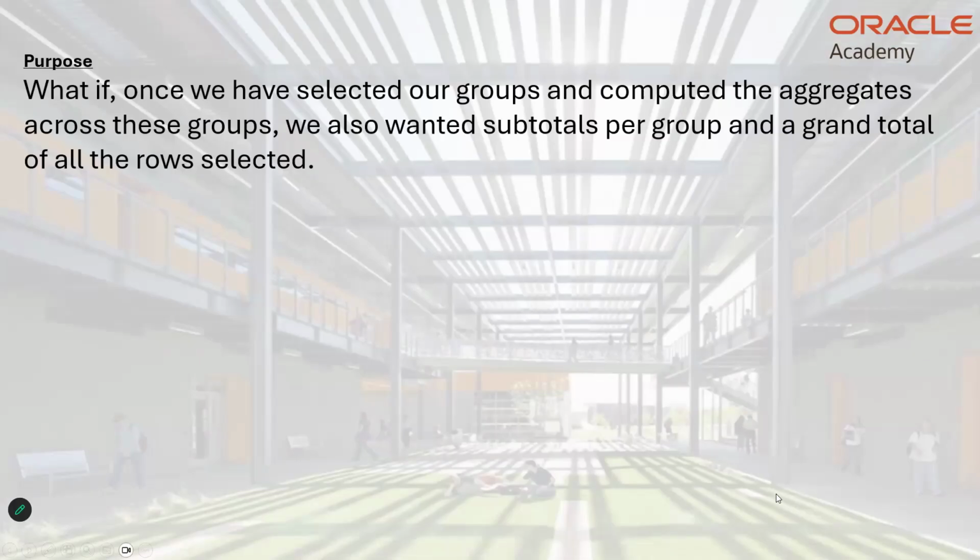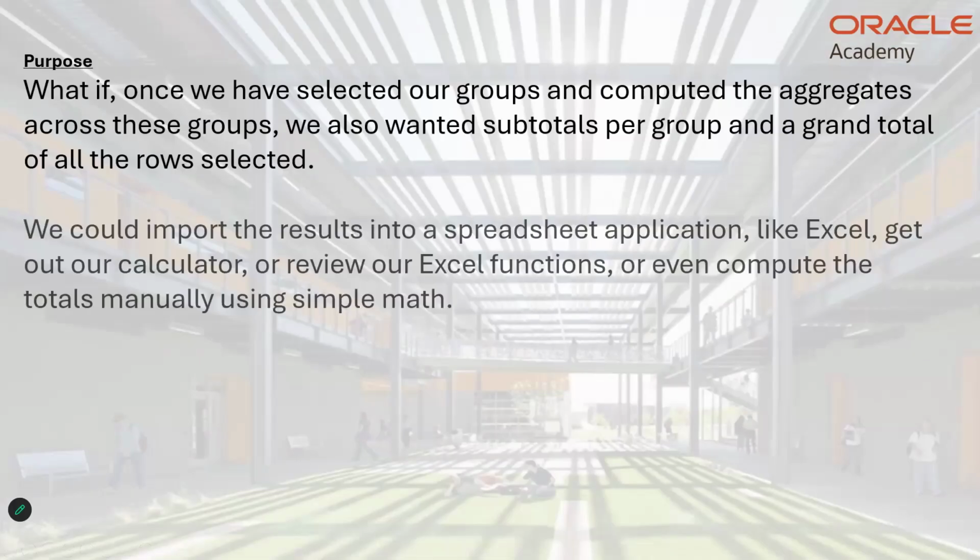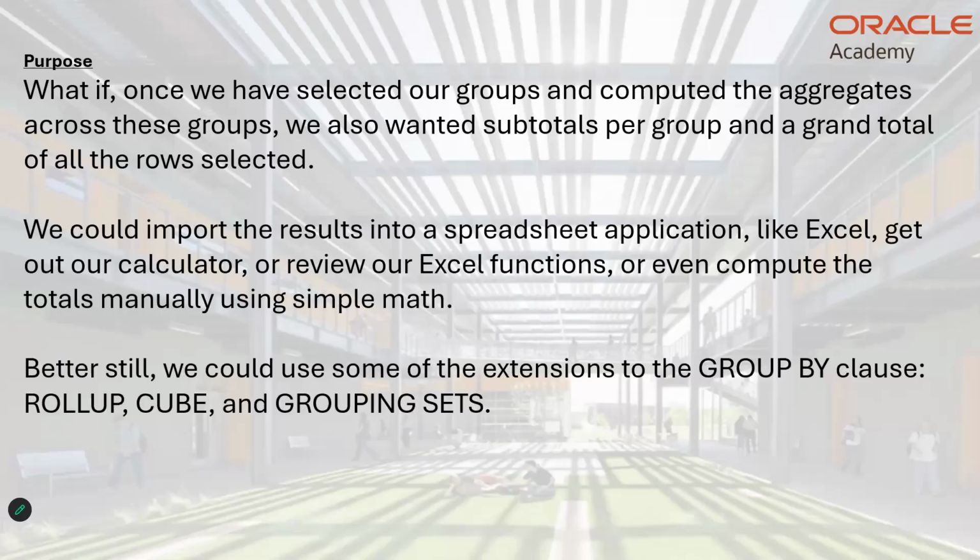So once we have selected our groups and computed aggregates, we also want subtotals per group and grand totals of all rows selected. Some crazy finance person may say, yes, we need this. So as opposed to using a spreadsheet application like Excel, we can actually use SQL to produce some of this simple math. Yes, believe it or not.